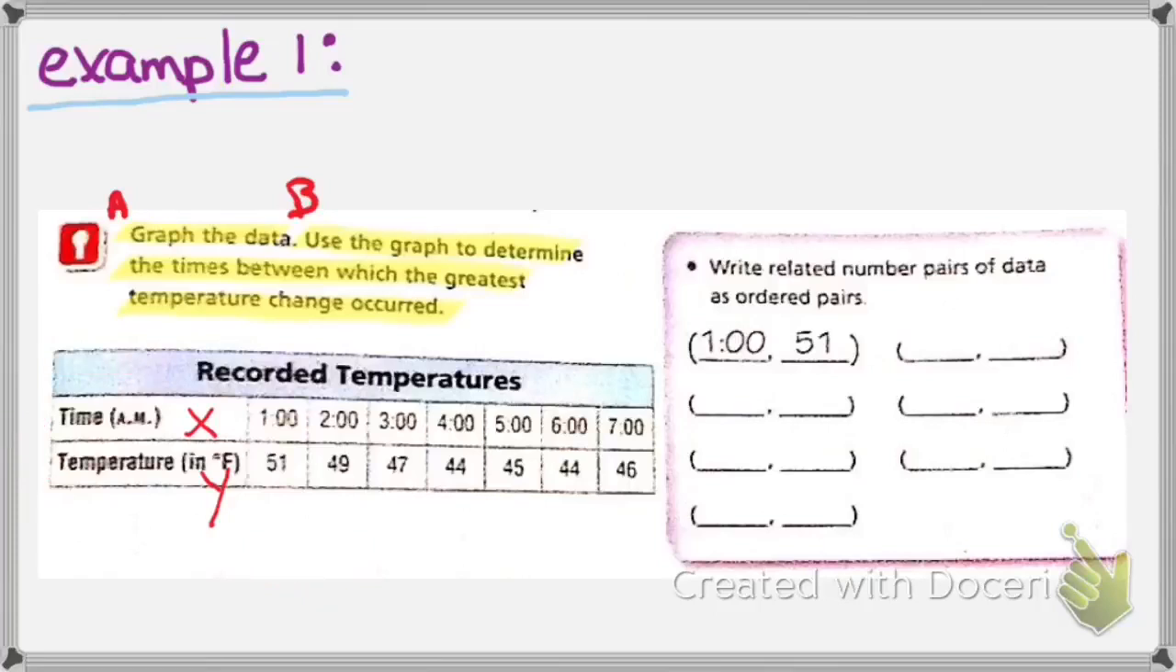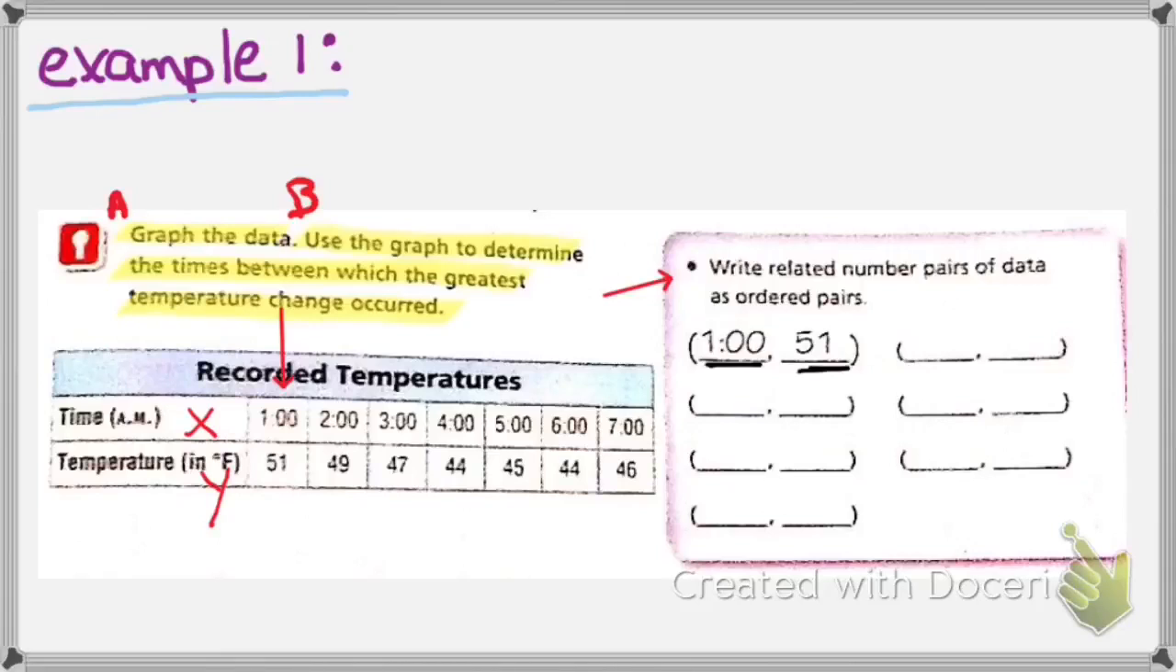And then on my table, it gives me the information. So for instance, remember the title is recorded temperatures. It tells me at 1 o'clock, which I know is AM, the temperature was 51 degrees. Notice on the right-hand side here, although it did not say it in my highlighted information, there is another set of directions. It says write the related number of pairs as ordered pairs, and it has blanks. So I'll need to do that next. So again, I see that at 1 o'clock AM, the temperature was 51 degrees. They did that one for me. At 1 o'clock, it was 51 degrees.